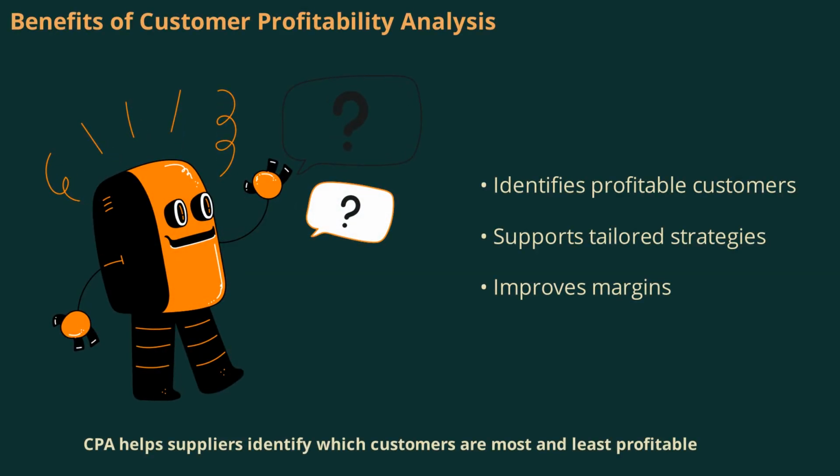CPA helps suppliers identify which customers are most and least profitable. It provides a basis for constructive dialogue with buyers, enabling both parties to improve margin. By understanding the true cost to serve each customer, companies can tailor pricing, service levels, and promotional efforts. This leads to stronger relationships with profitable customers and more effective management of less profitable ones.